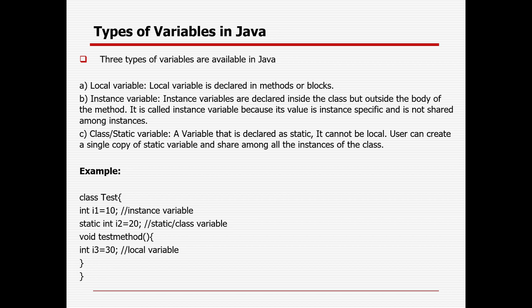A variable that is declared as static will be a static variable. As and when you are declaring something as static, automatically your memory allocation will be done and a single copy of the static variable will be shared across all the instances of the class. That is the reason that in case you are using a static variable, you need not create any object or instance. You just directly access it in the main method.